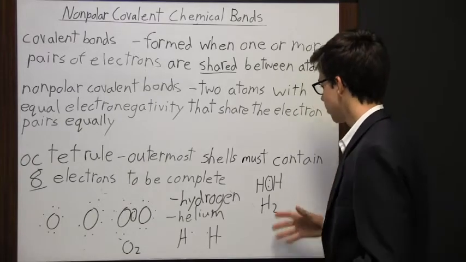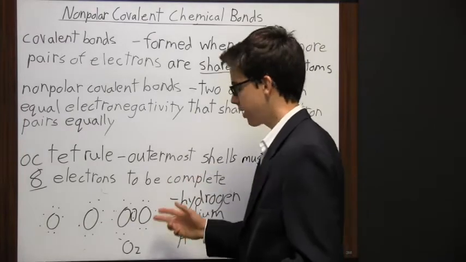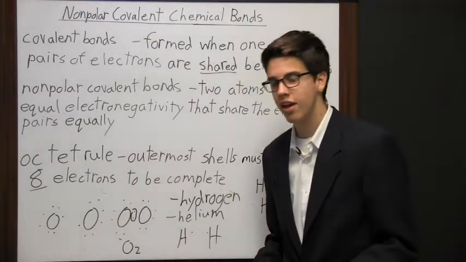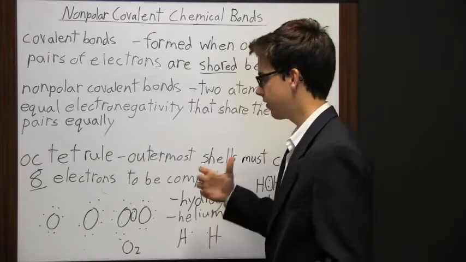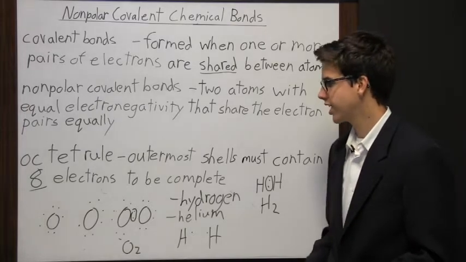Sometimes you may be dealing with 2 atoms that are of different elements. But here, since the atoms are the same element, you know they're going to have equal electronegativities because they're the same type of atom. And because they have those equal electronegativities, they're able to share those electron pairs equally as well.